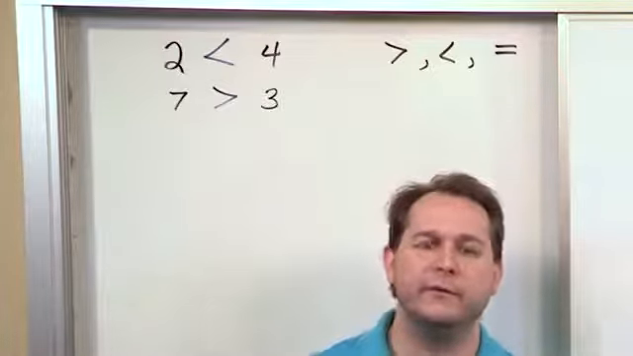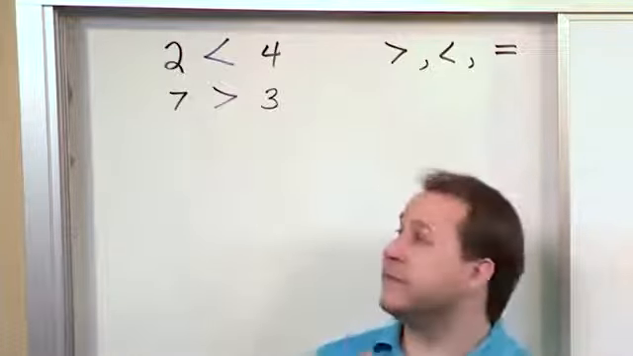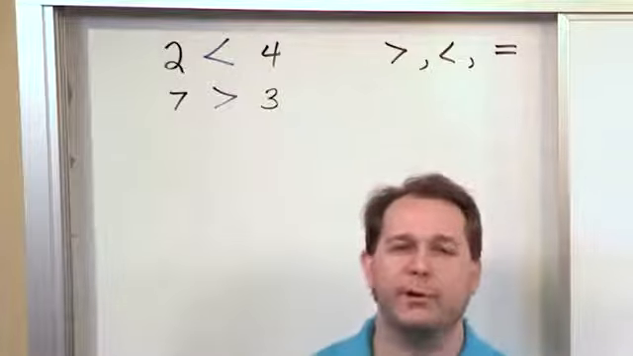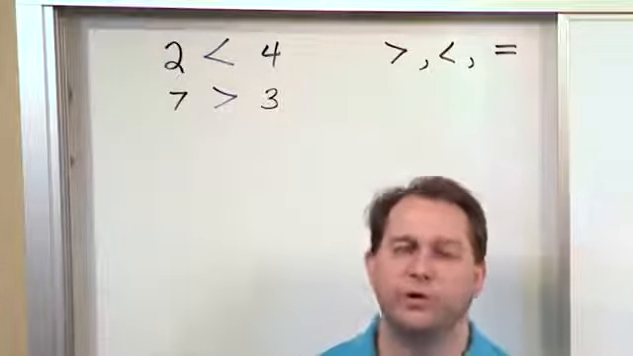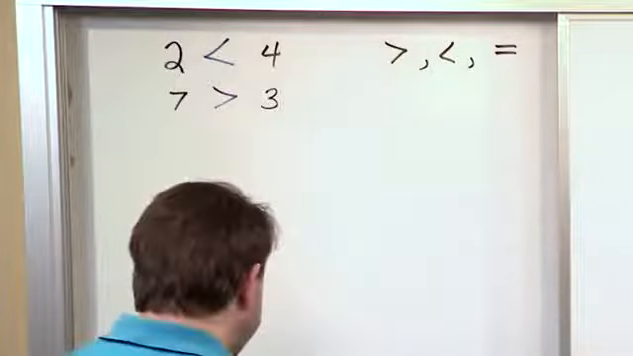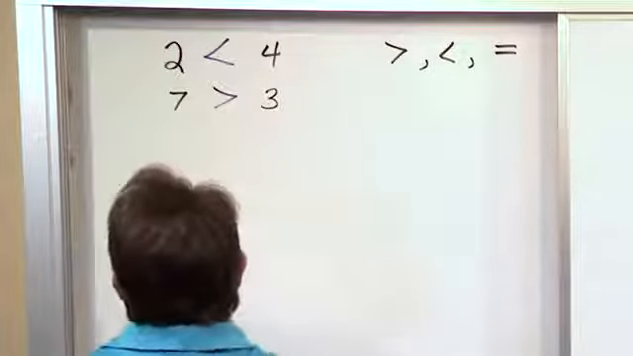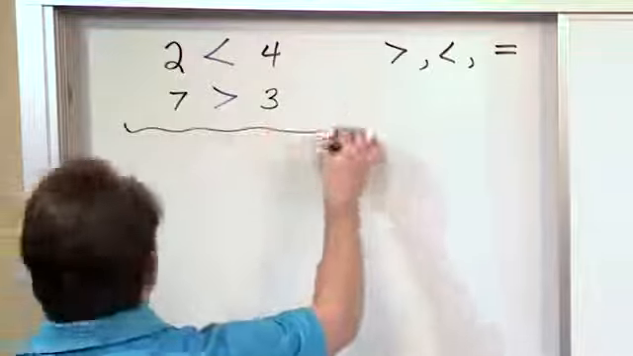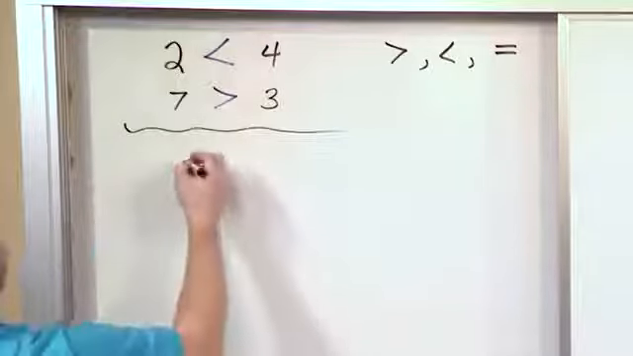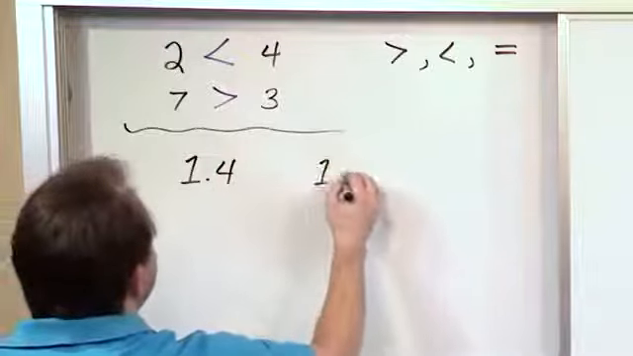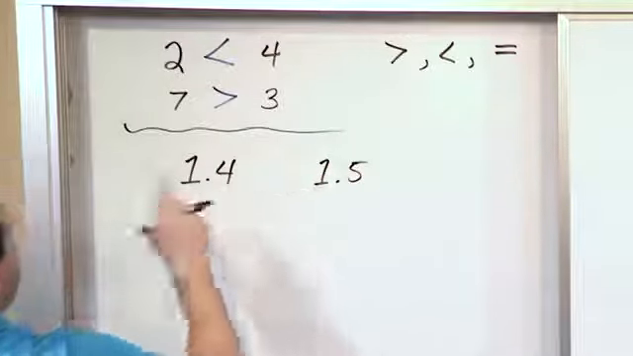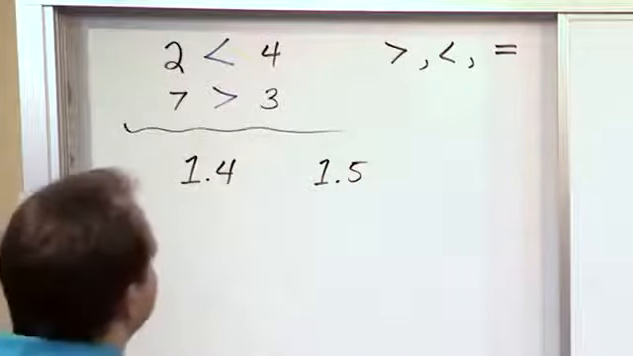Now what we're going to do is do exactly the same idea, but instead of whole numbers, I'm going to give you decimals on both sides of the symbol, and you're going to have to help figure out which direction it points. So it's not a hard concept. We just need to get some practice so that you can get comfortable with this. So if I give you the number 1.4, and I also give you the number 1.5, you need to decide, am I going to put greater, less than, or equal to?